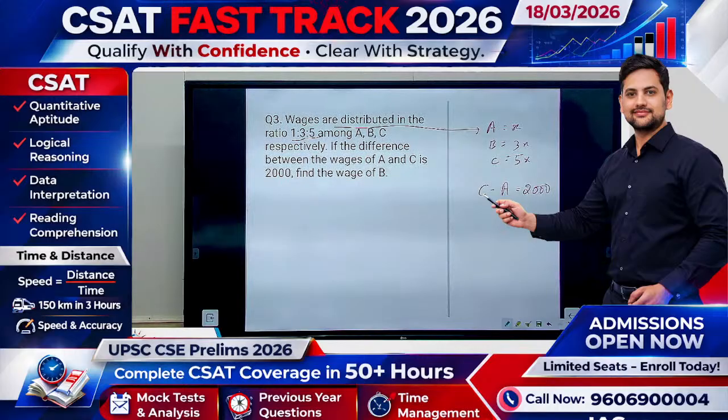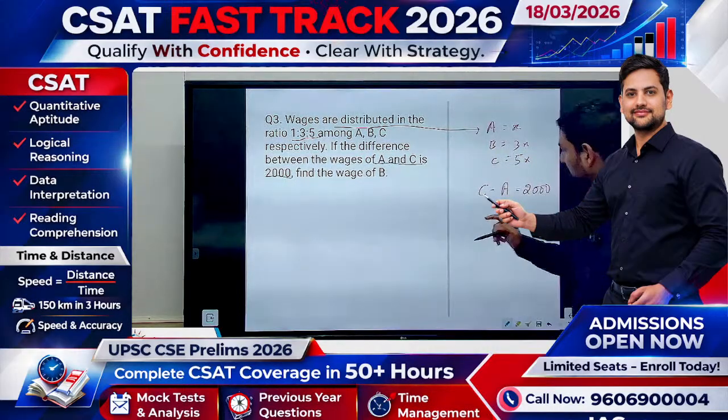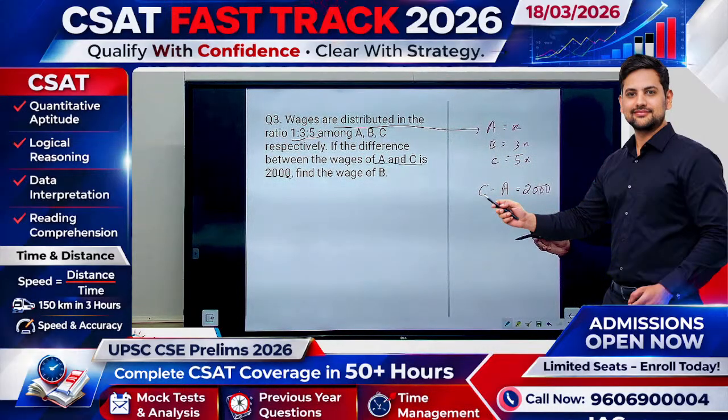Now, the sentence is, if the difference between the wages of A and C is 2000. So that means C minus A is equals to 2000. Why have I written C minus A? Because clearly C is bigger. So C minus A is equals to 2000.